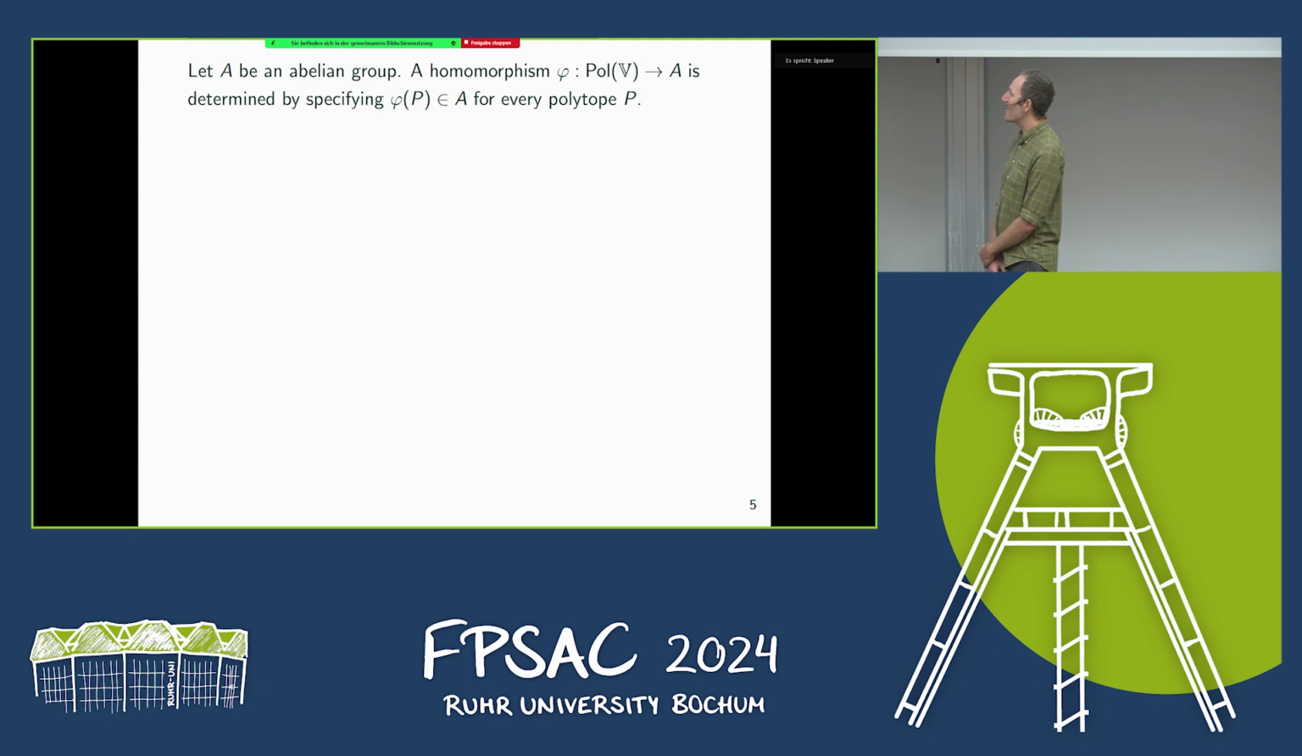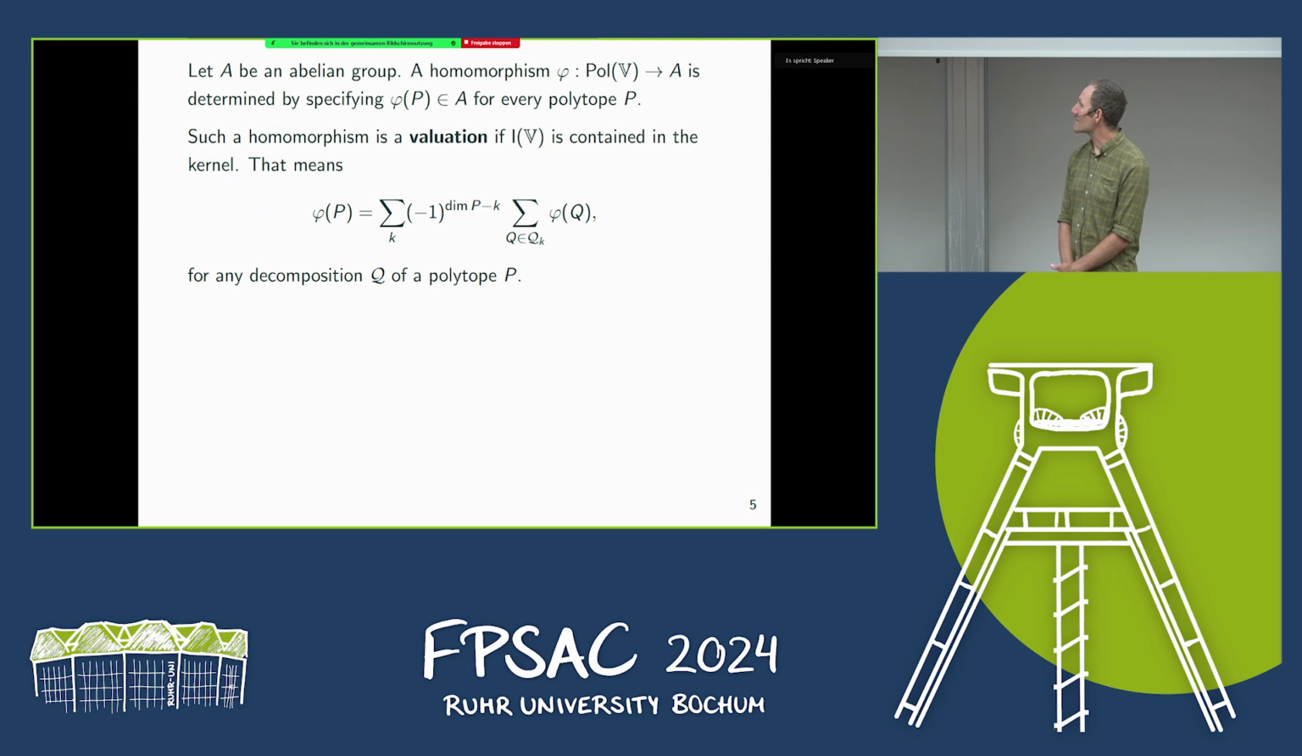Okay, so suppose I have an abelian group and I have a homomorphism from Pol V to the abelian group. In other words, I have an element of my abelian group for every polytope. So I think of this as some sort of invariant of polytopes. This is called a valuation if I of V is contained in the kernel. In other words, whenever I have one of these decompositions, my invariant phi of P is equal to an alternating sum of phi of Q, where Q ranges over the internal faces of my decomposition. So that's what it means for a homomorphism to be a valuation.